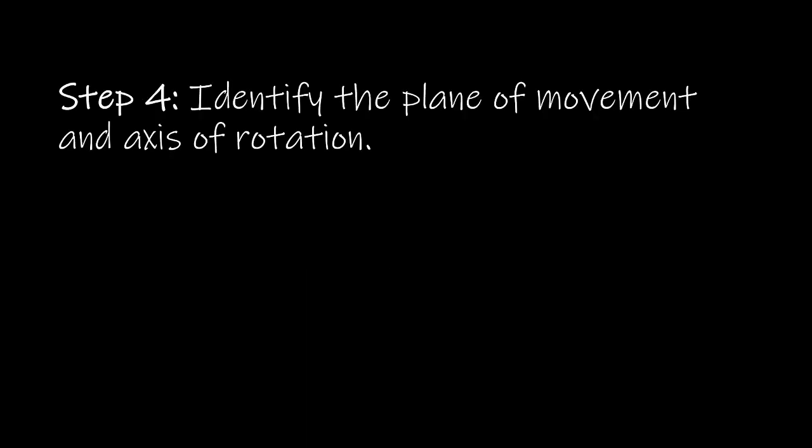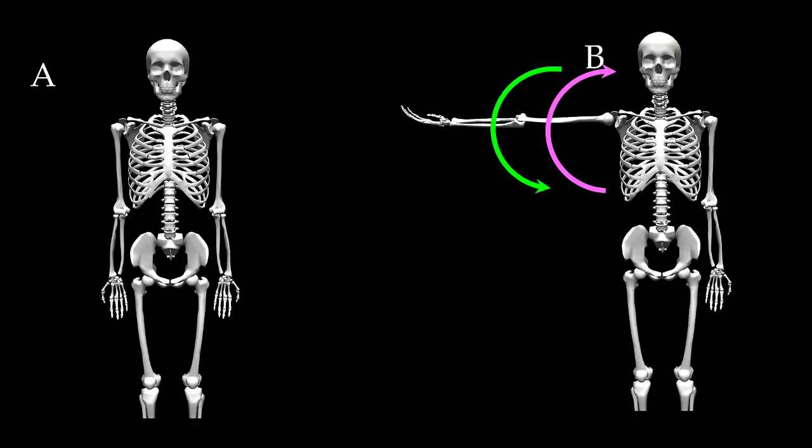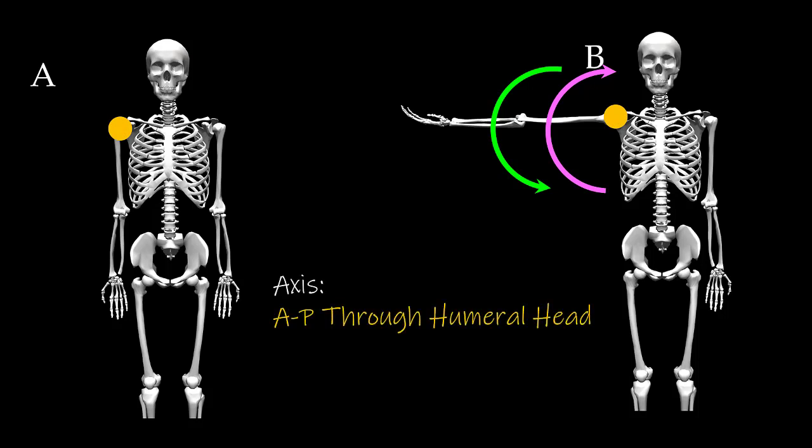Next, we need to identify the plane of movement and the axis of rotation. Again, as we go from A to B, we note that we have glenohumeral abduction occurring. So our axis is going to be an anterior-posterior axis that goes through the head of the humerus. And the motions of abduction and adduction occur in the frontal plane.